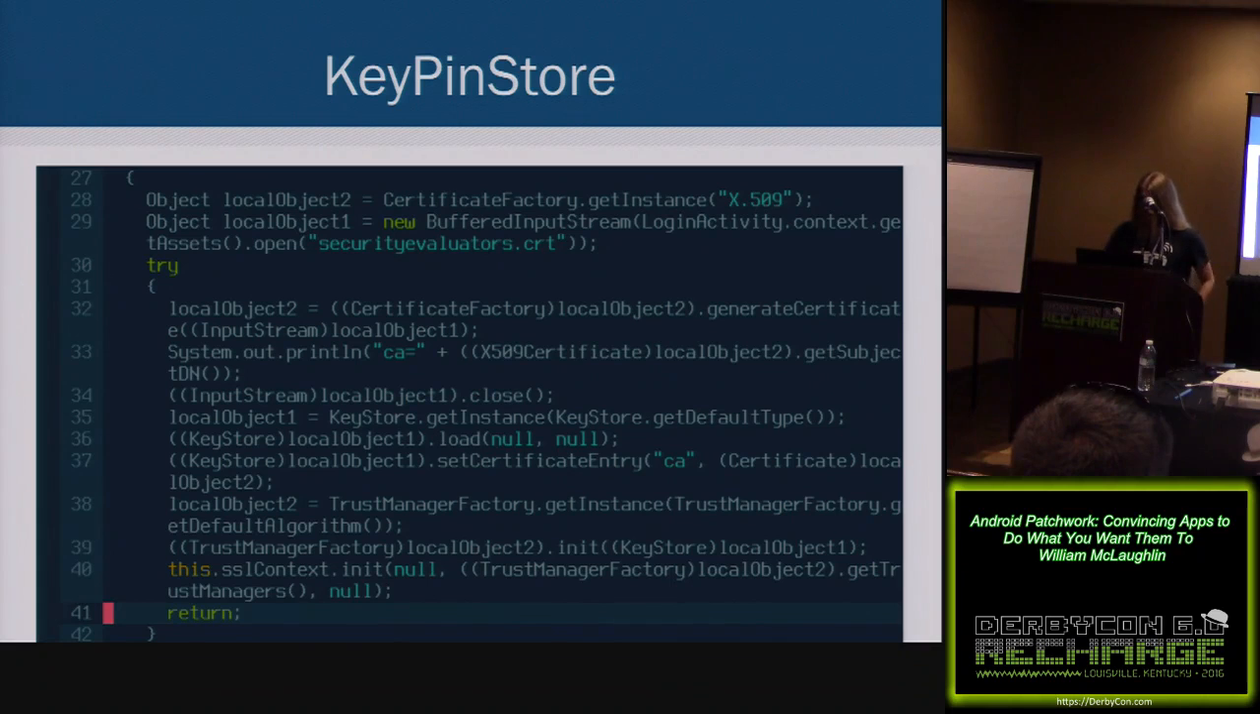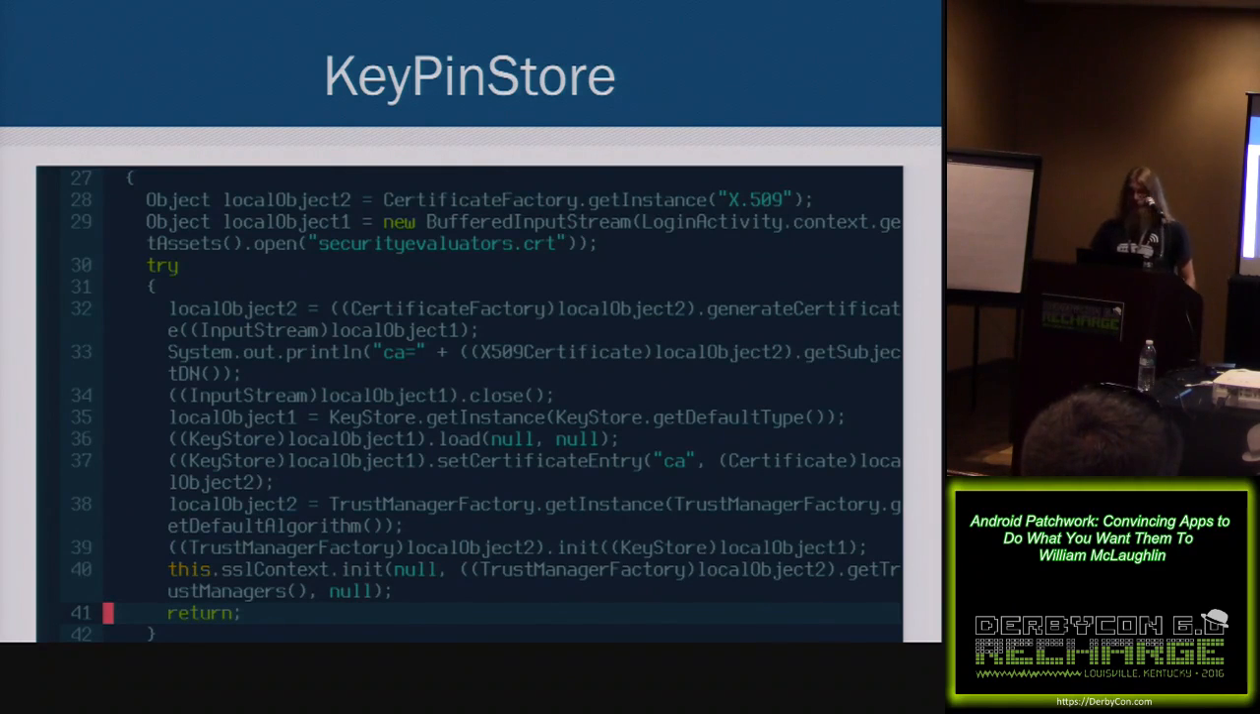It's been loaded. And then line 35 is interesting because there is a key store being created with default parameters. Line 36 is doing some more default operations on that. And then line 37 is adding a certificate to this key store. The name of this certificate is CA. The data is the object that was read in from the file, security-evaluators.crt.